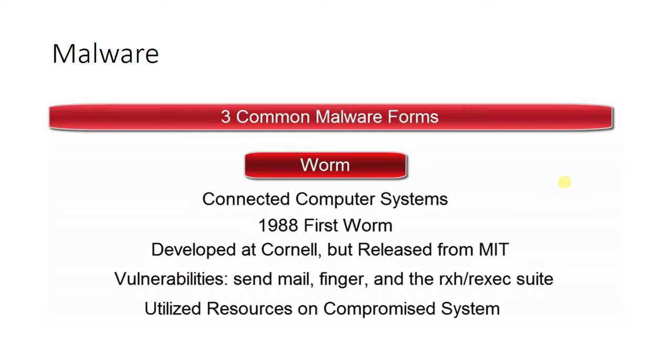It wasn't limited to a single exploit mechanism, but instead it utilized three vulnerabilities found in SendMail, Finger, and the RSH/Rexec suite. It also utilized resources on the compromised system. For example, it transferred source code that was compiled by the compromised system's own C compiler to ensure the executable code was compatible with the remote computing architecture. Finally, it used the word files on Unix systems for a dictionary attack against weak passwords.